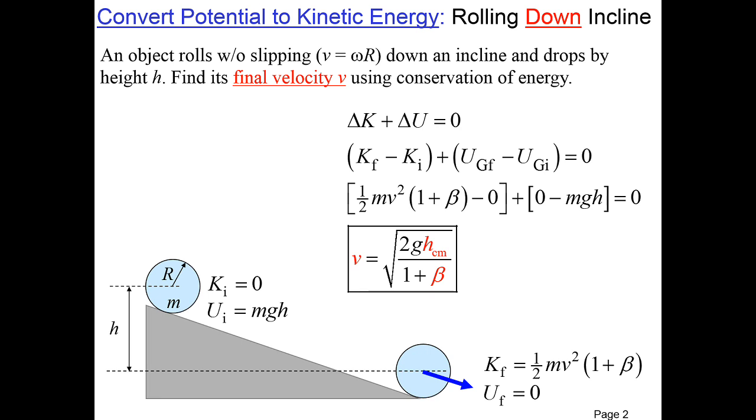Also notice that the changes in the center of mass, which is why we're giving here an h sub cm. It's not centimeters, it's center of mass. So the idea is that the velocity is inversely proportional to the square root of 1 plus beta, where essentially the larger the beta, the smaller the velocity.